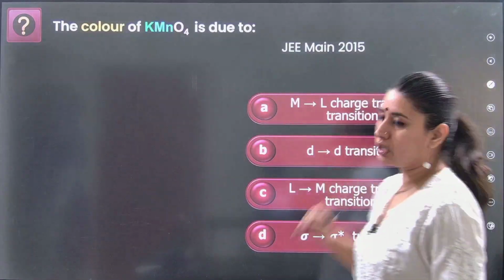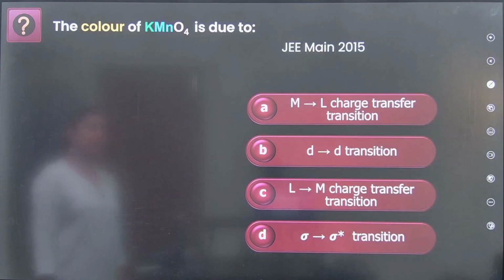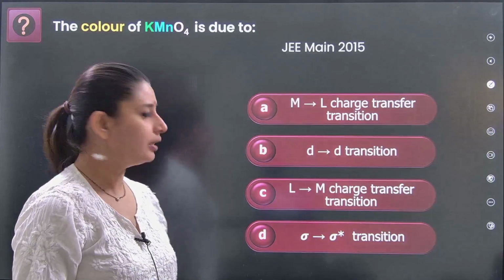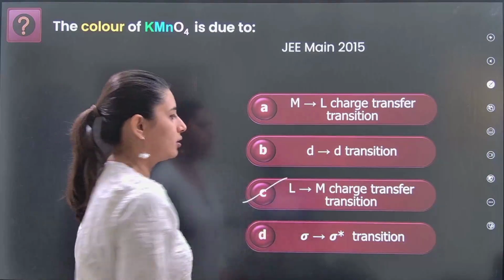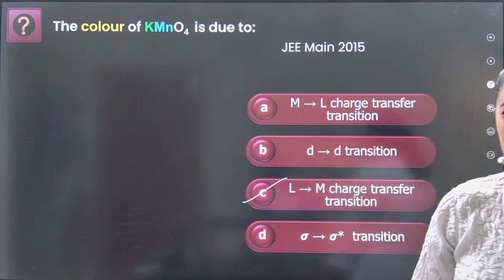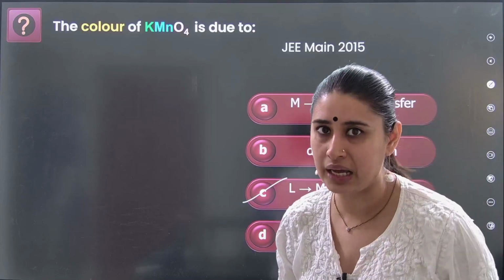This was a question asked in JEE Mains. Please check. The color of KMnO4 is due to, what will you say? What's the answer? That's right. Now you know it. That's a direct question which is possible. So free marks for us if we remember what we are doing in today's class.